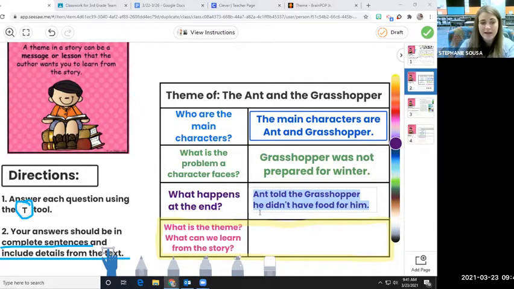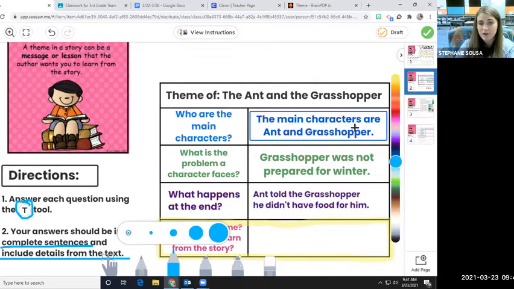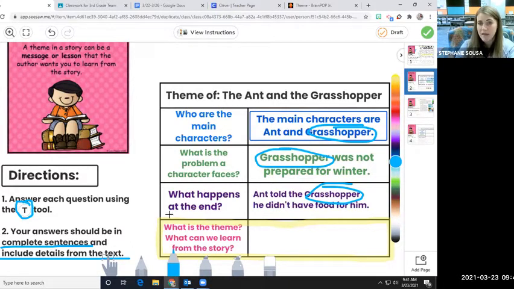I'd like for you guys to notice that all of these questions talk about my character of focus. Grasshopper, grasshopper, grasshopper. Okay? Grasshopper is the one with the main problem. Grasshopper is the one who didn't listen. So grasshopper is who we can learn the theme from. Okay?